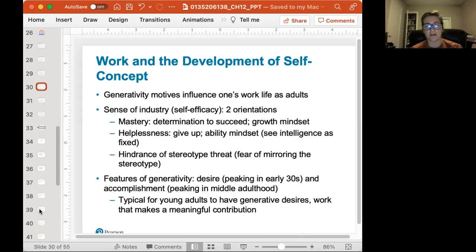The hindrance of stereotype threat involves fear of mirroring the stereotype that exists for that person. So a woman might be like, oh my gosh, I'm just a woman. I'm never going to be appreciated. No one's ever going to pay me appropriately. Or a racial stereotype you might abide by. You might think that that's going to happen to you, or things like that, which can hold you back from having self-efficacy, from having a sense of industry where you believe that you can do things because you're afraid of a stereotype coming true for you. And you can see that in clients, definitely.